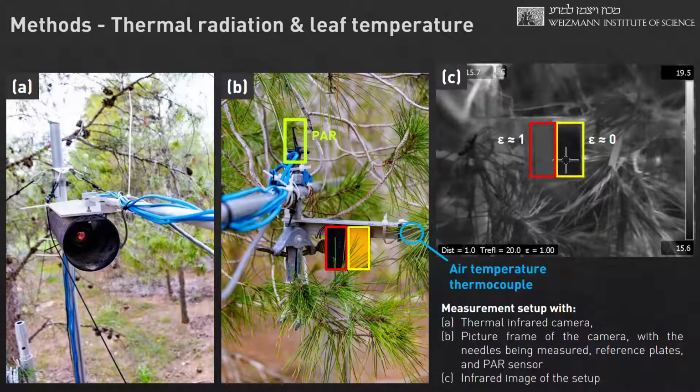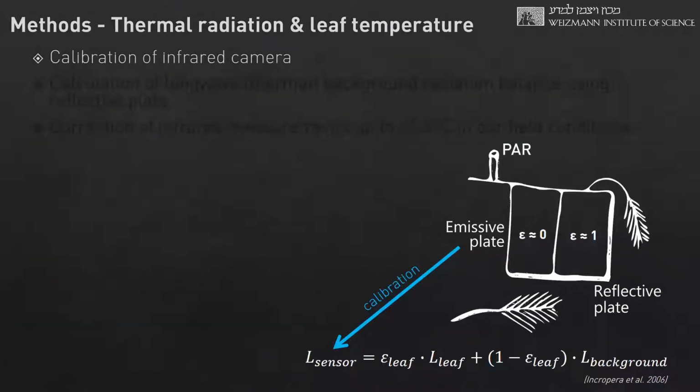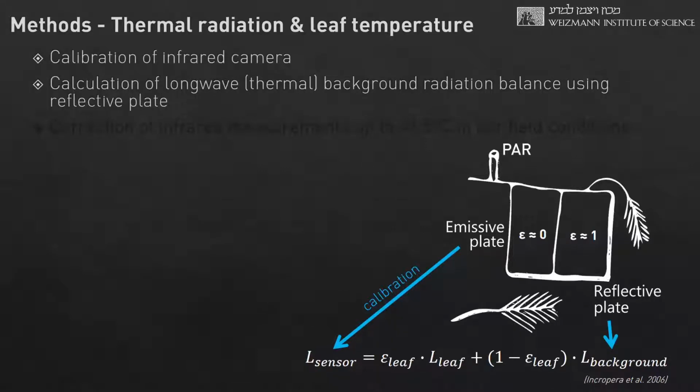Now, we deployed the system in the field in the peak of summer drought in both a plot that was not limited in evaporation because we irrigated the trees, and a controlled plot in which the trees were completely exposed to summer drought. First, we did a calibration for the systematic infrared camera offset using the high emissivity reference plate that I've mentioned before. Then, using the low emissivity reference plate, we measured the background thermal radiation.